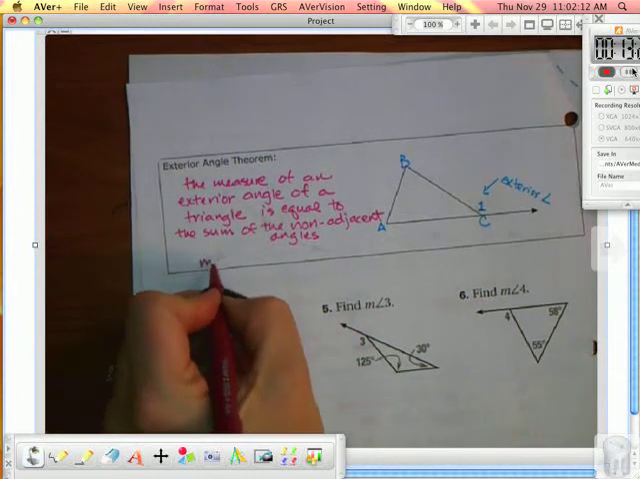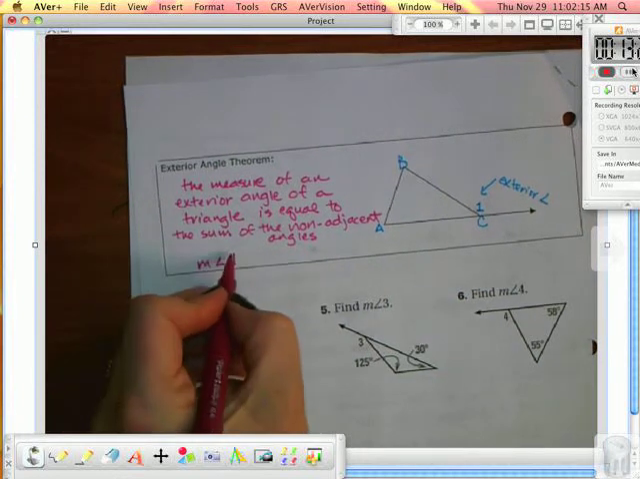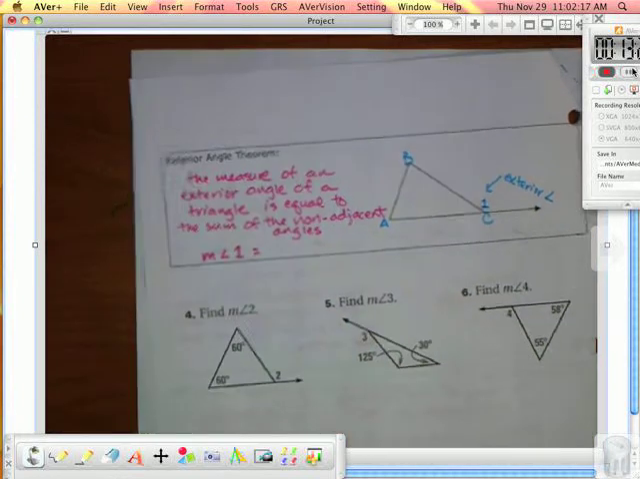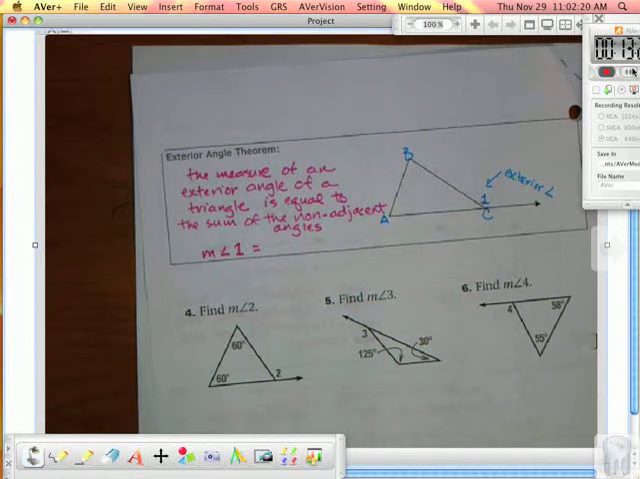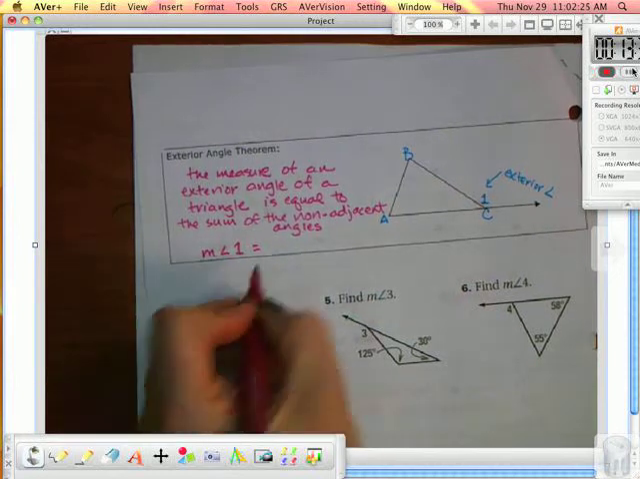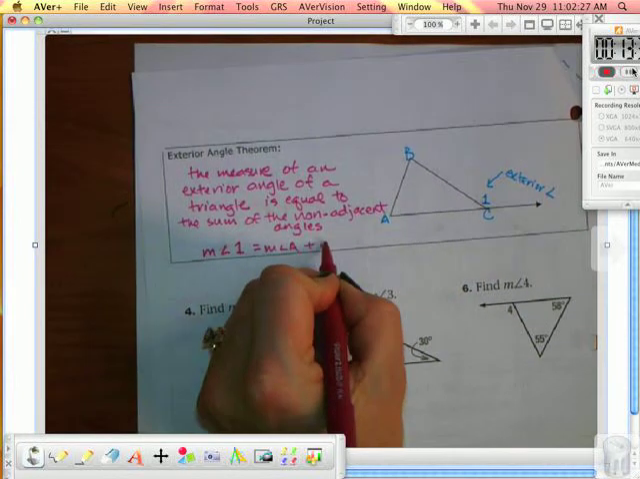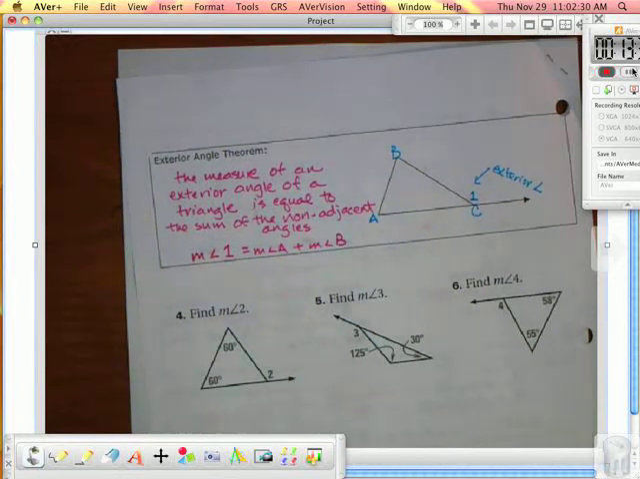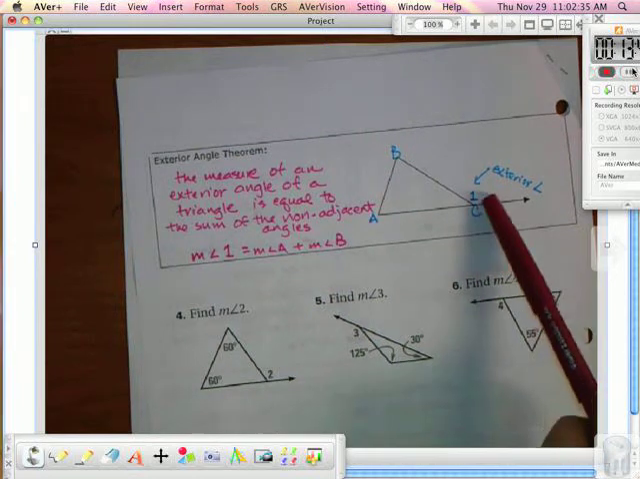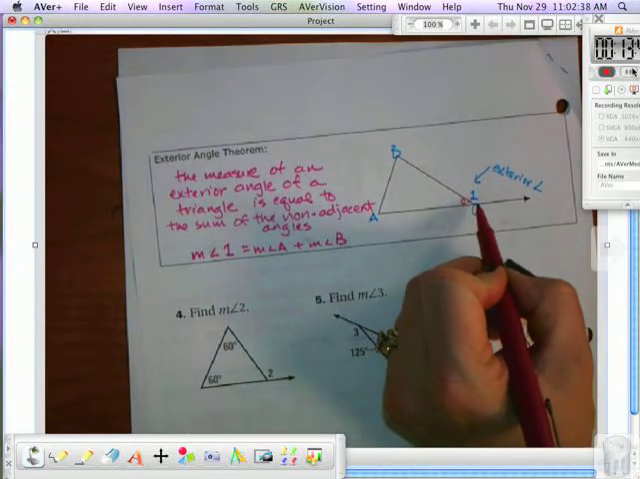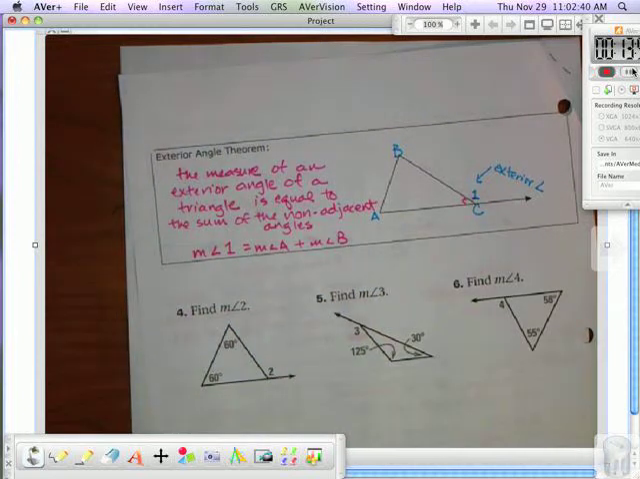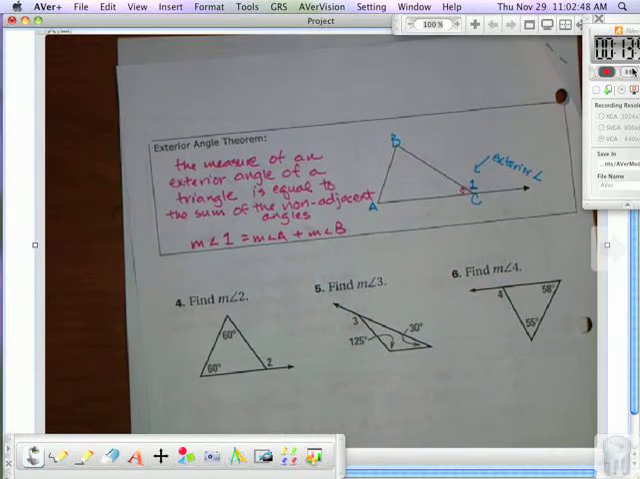The measure of angle 1 is equal to, how do you think you would write that in symbols? Is equal to the measure of angle A plus the measure of angle B. No, not quite. This is C right here. 1 and C do not have the same measure. They would add up to 180, but they don't have the same measure. Okay.